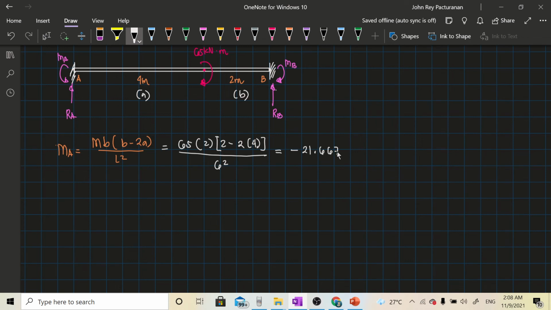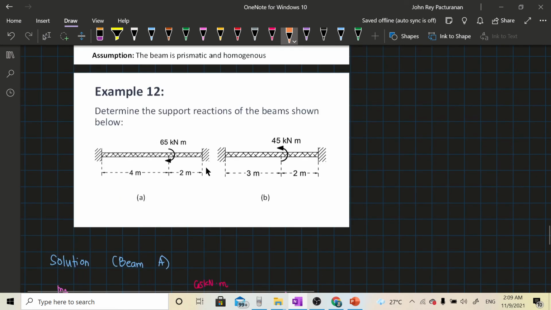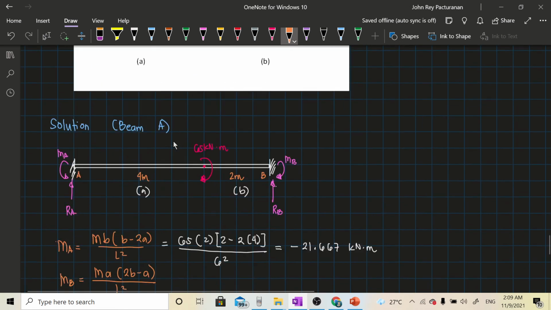So, yun, I am expecting na yung isa sa kanila is negative, while the other one will be positive. Okay, so do not worry about that. That is normal. Okay, so next tayo for the moment at B. This time, I am expecting this one to be the positive, no? Yung positive moment. So this is equal to MA, the quantity (2b minus a), then over L squared. So, recheck ko lang if tama yung naisulat kong formula. So yes, that is correct.